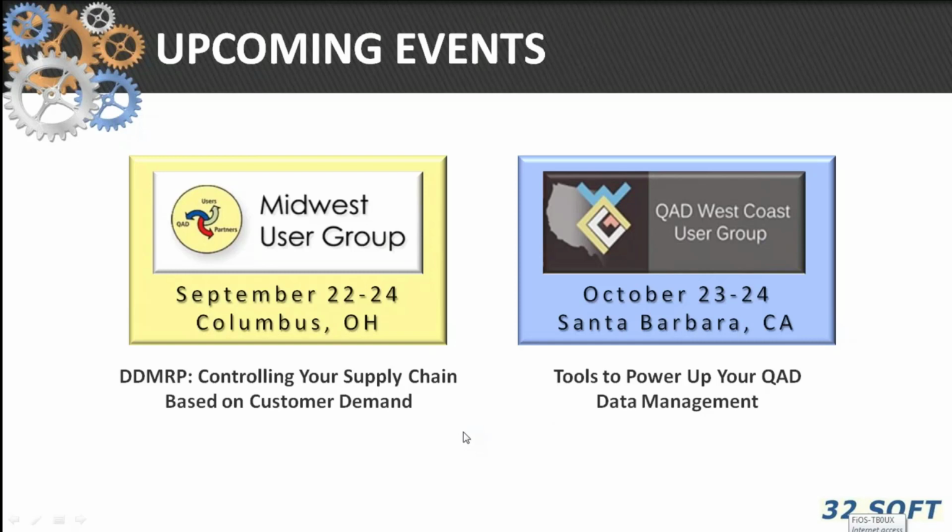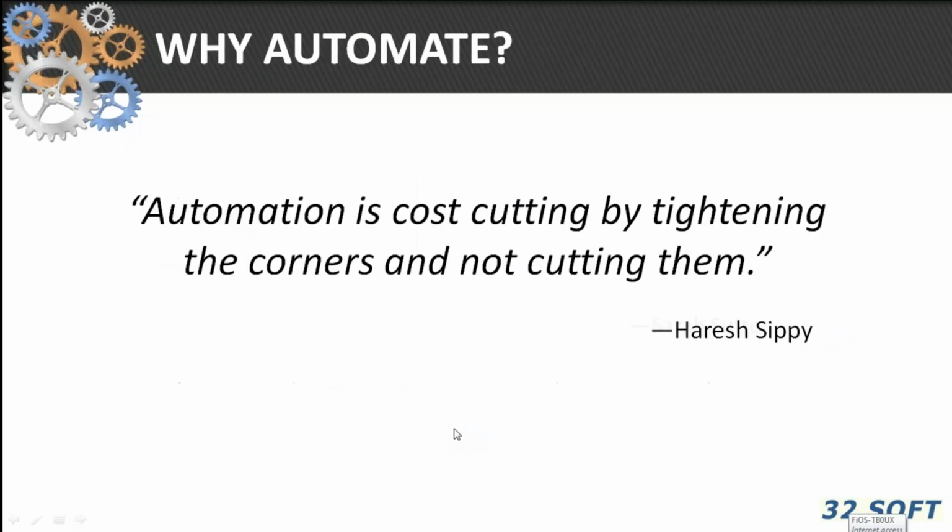So why automate? Plenty of reasons, including all those Alex mentioned, especially time saved, which means money saved. Automation is cost cutting by tightening the corners and not cutting them. So everything to gain, nothing to lose.